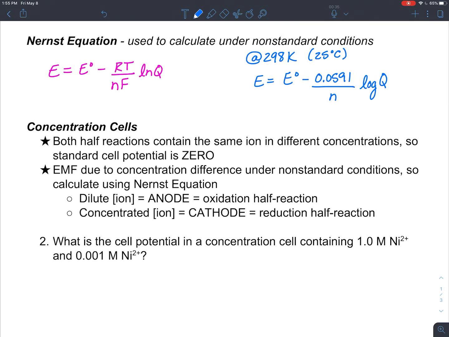So for concentration cells, both half reactions contain the same ion in different concentrations. So standard cell potential is 0. The electromotive force is due to concentration difference under non-standard conditions, so we calculate using the Nernst equation. If you have a dilute ion in this situation where you have just concentration cells, so it's the same ion, different concentrations, the dilute ion is going to be at the anode, and the concentrated ion is going to be at the cathode. So if you are just dealing with the same ion in two different half cells, that is how you would look at those.